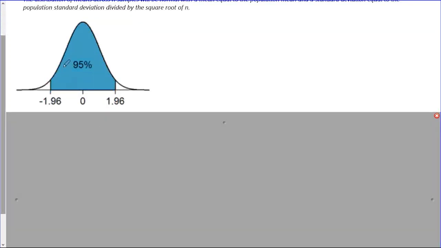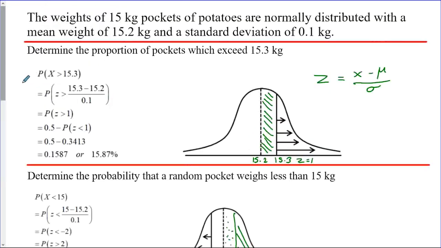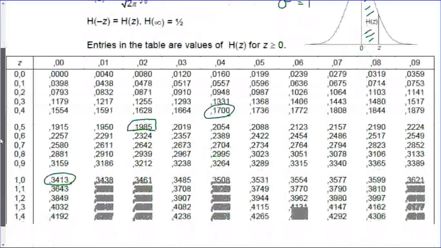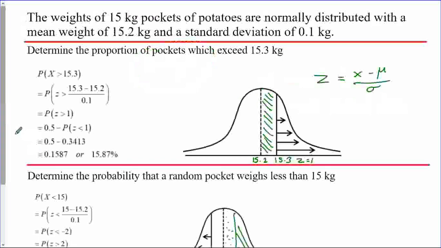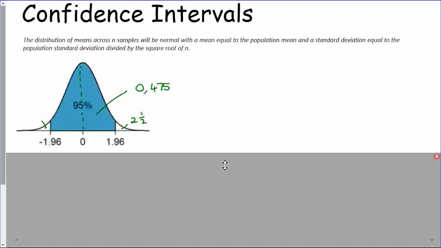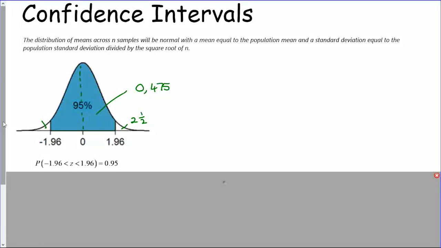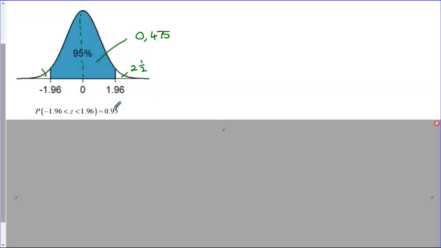Now, if we wanted a 95% area under our curve, then obviously that means that we need a total of 5% in these two pieces here. These would each be 2.5%, which would mean that this area here would be 47.5%, 0.475. Let's go back and look at our table for 0.475 inside the table. I'll tell you that you get a value of 1.96, and negative 1.96. Now what we want is the probability that Z is between negative 1.96 and 1.96.